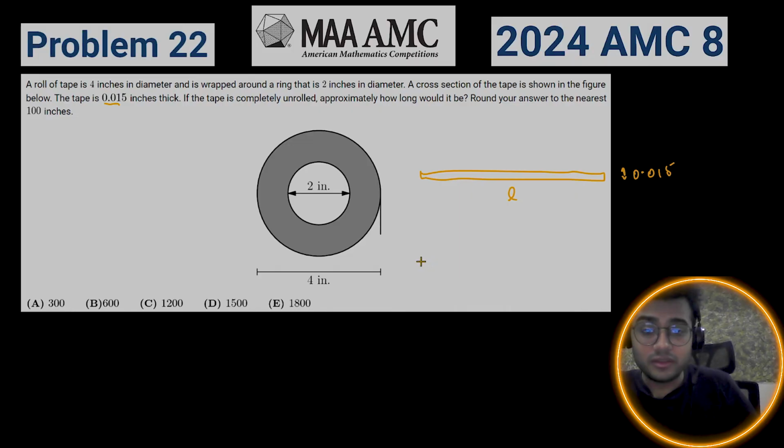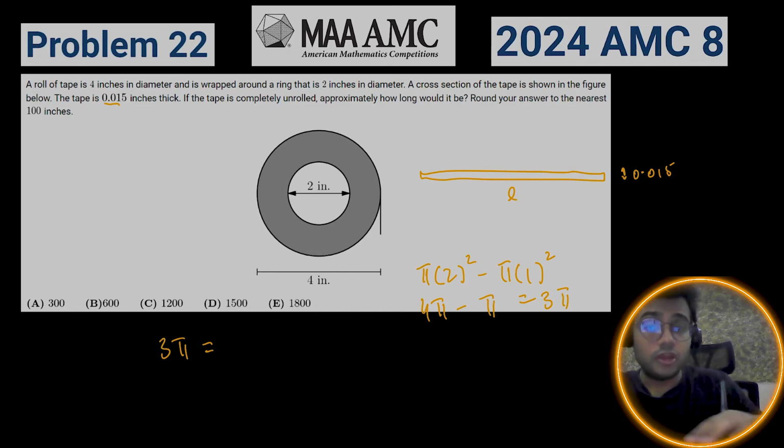So the area of the outer circle is going to be pi times 2 squared, and the inner circle is going to be pi times 1 squared. So that's going to be 4 pi minus pi, that's 3 pi. So 3 pi is the area between these two circles. And what is the area of that unrolled tape? That's going to be 0.015 times L. So that means L must be 3 pi over 0.015.